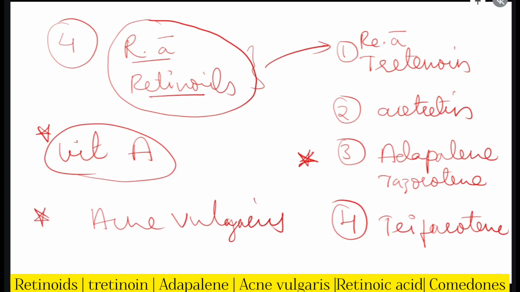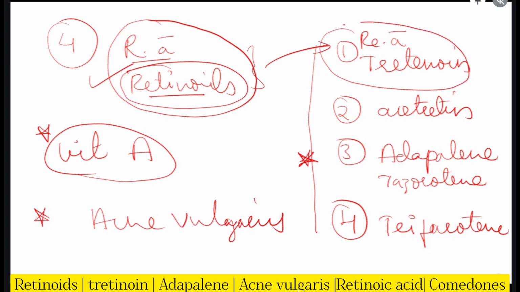Clear? First, retinoic acid derivatives are called retinoids, and in retinoids we have 4 different generations. The first generation is retinoic acid itself, which is a drug, and its name is tretinoin. Second generation is acitretin. Third generation is adapalene and tazarotene, and the fourth generation is trifarotene. These are examples of drugs very effective for acne vulgaris. They are vitamin A derivatives, or simply vitamin A analogues.